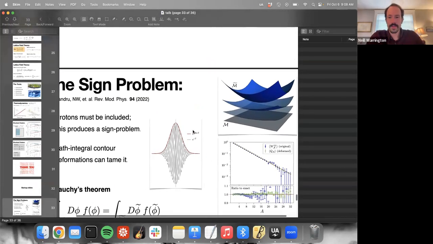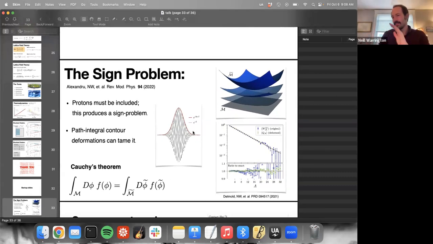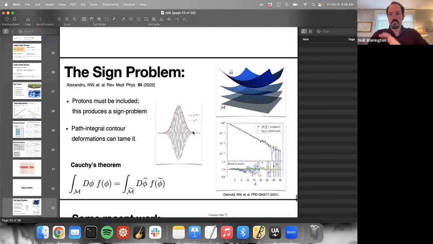Okay, so let me admit up front that I don't know if this is going to work, but because of the prevalence of sign problems in lattice field theory, basically what I spent my entire PhD doing, along with a bunch of people, was developing a general method for taming sign problems.